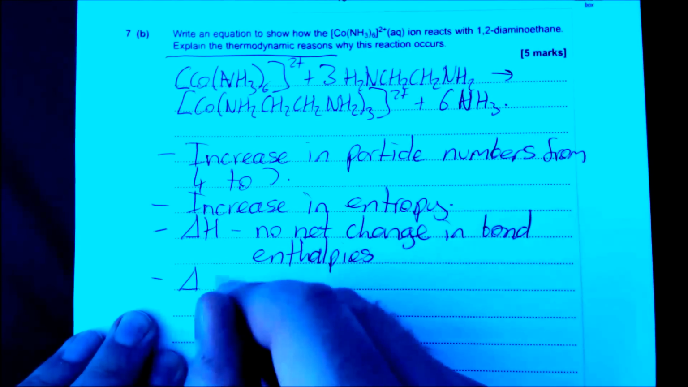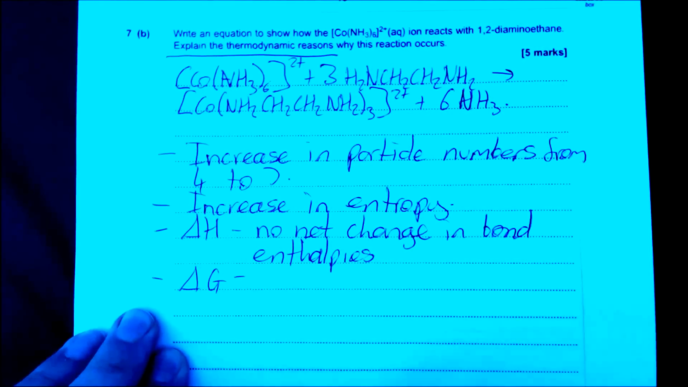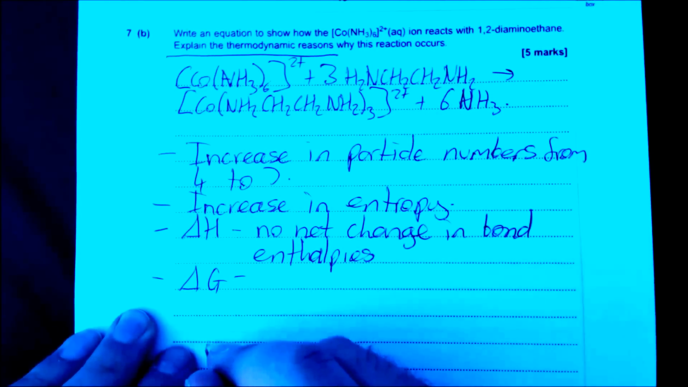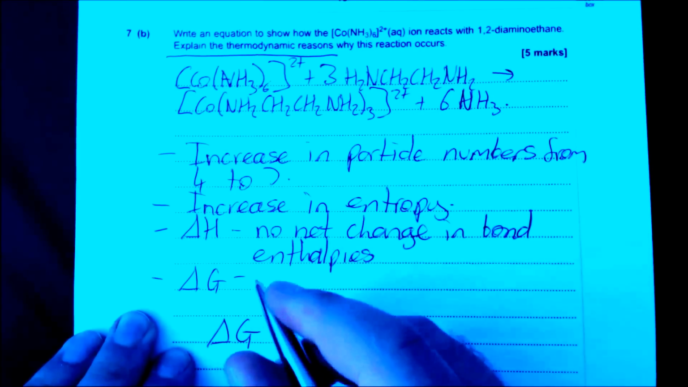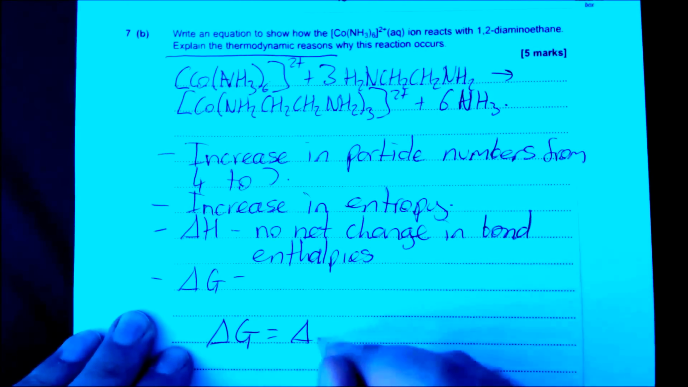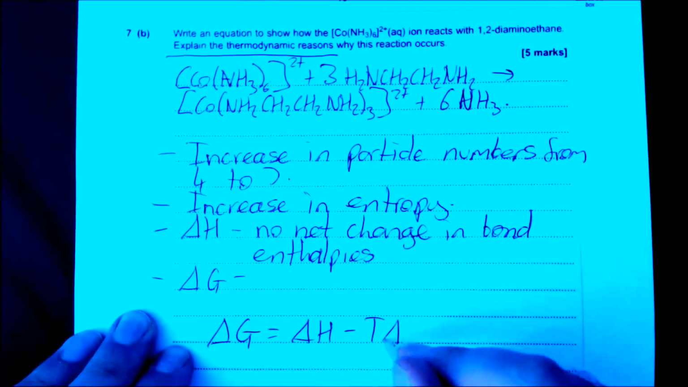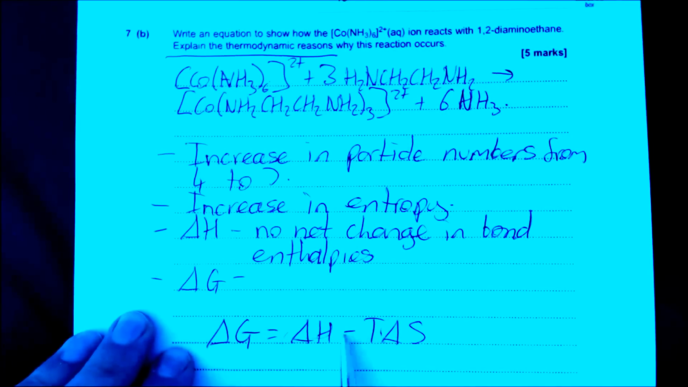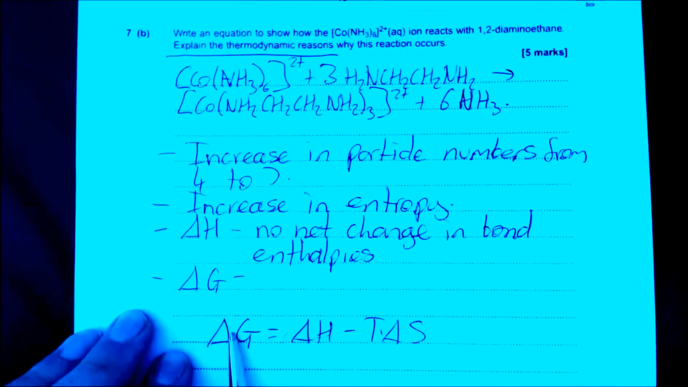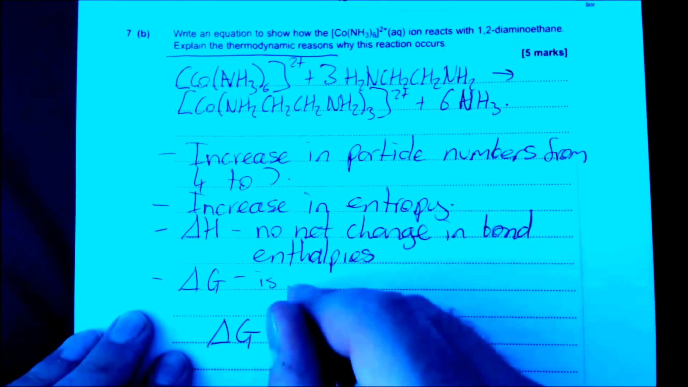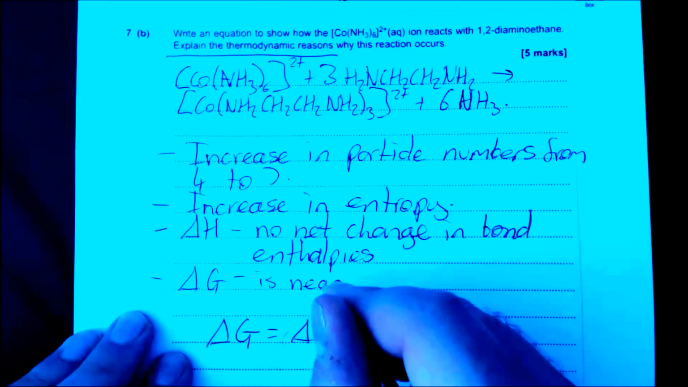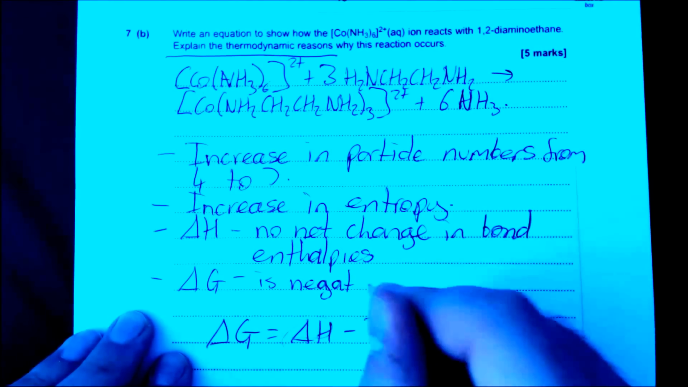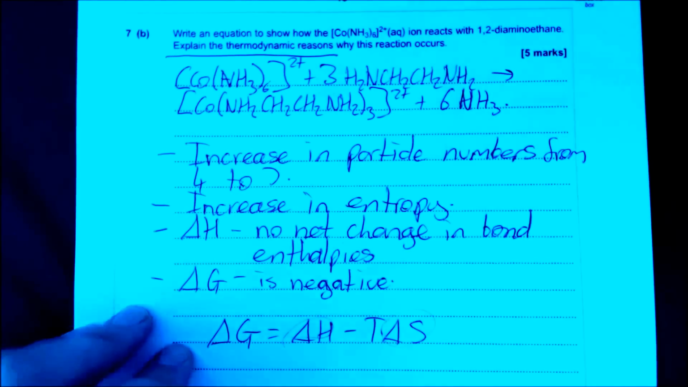And then the final comment is to talk about delta G. You might know that the equation is delta G equals delta H minus T delta S. So if we increase the value of delta S and delta H remains the same, then we're taking a number and subtracting a bigger number, and so delta G is going to become negative, and that's good. This means that the reaction is feasible, which is obviously what we're after.